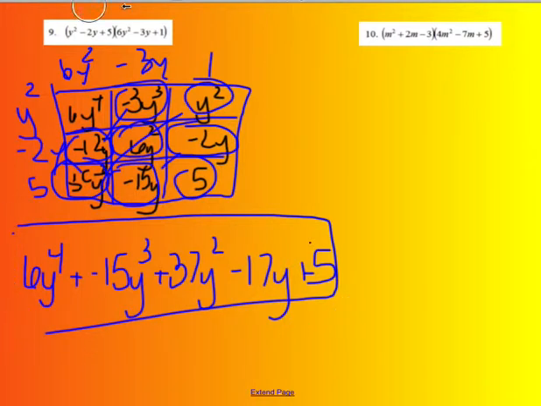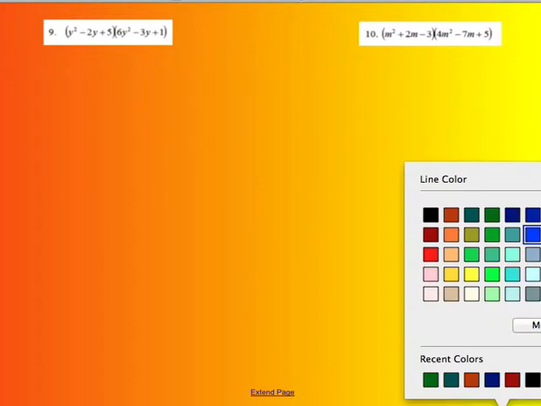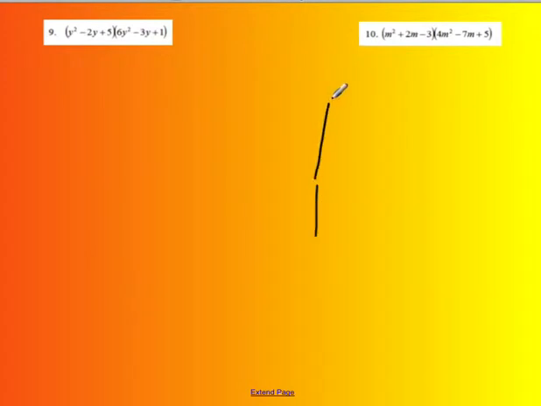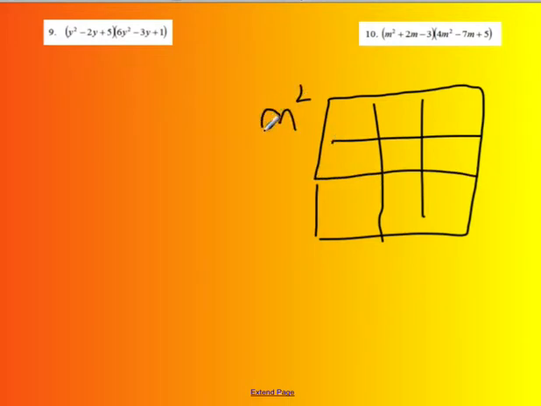So let's go ahead and get number 10 set up, and then I'm going to have you guys finish that one on your own. Okay, so go ahead and finish number 10 on your own here. Let's get it set up though. So we're making the box, and we're going to do it as 3 by 3. So then we have m squared, 2m, and then minus 3, and then up top, 4m squared minus 7m plus 5. So go ahead and try that one on your own. If you get really confused on it, feel free to bring it to me at school tomorrow, and I'd be more than happy to take a look at it with you.